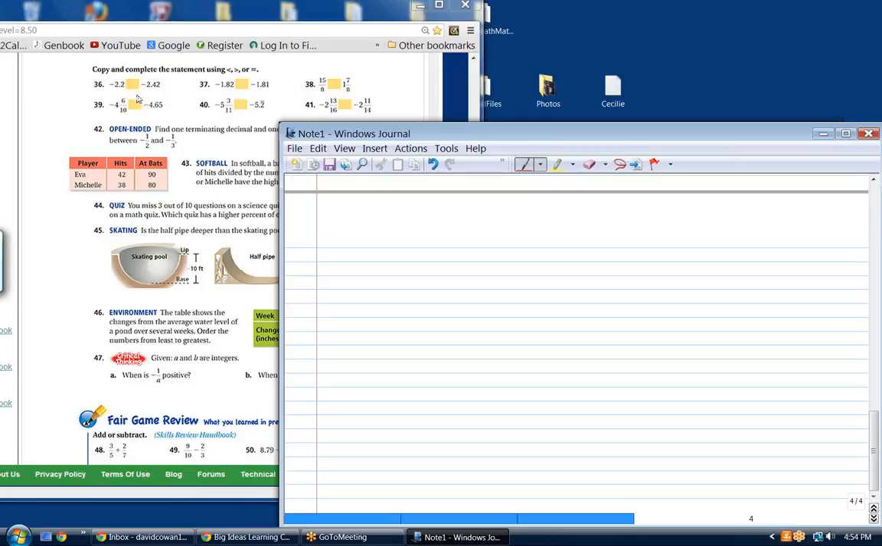Yeah. So 36, how do negative 2.2 and negative 2.42 compare? You've got three choices. It can be less than, greater than, or equal. Okay, so negative 2.2 would be greater than negative 2.42. Correct.